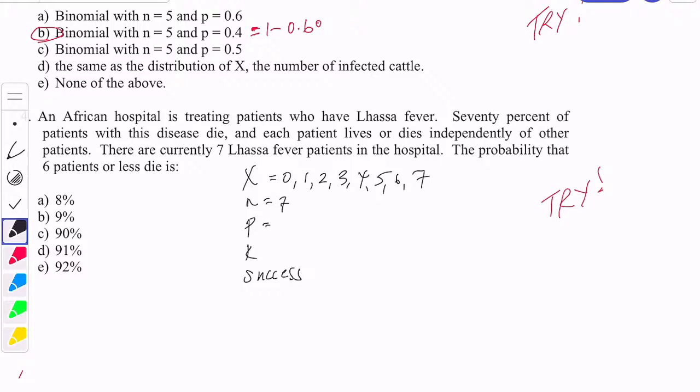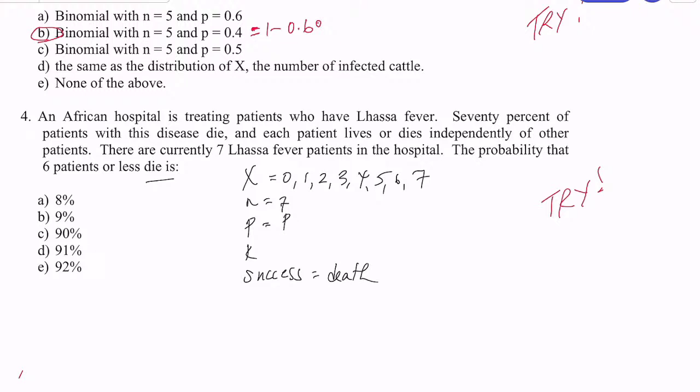And what we're interested in is important now. What are we interested in? You get it by the end of the last sentence, right? Usually the probability that the 6 die. We're looking at death, unfortunately. So success is death. And the probability of success for each patient is known to be 0.7. So that's from here.